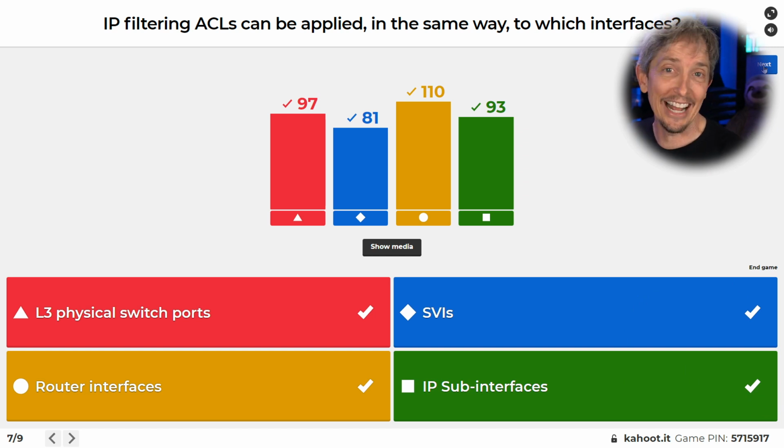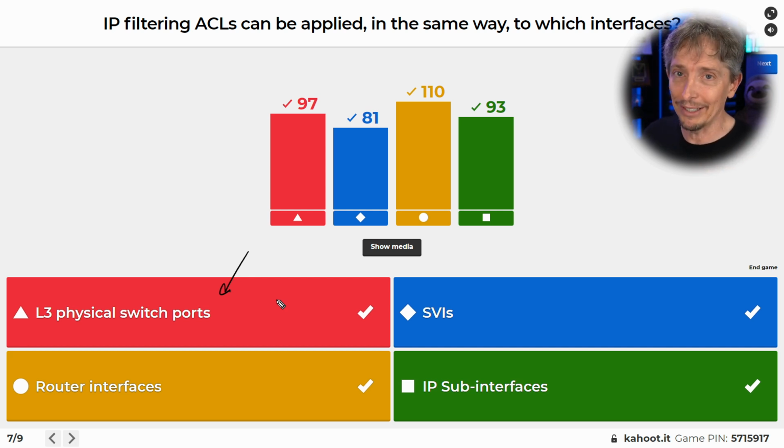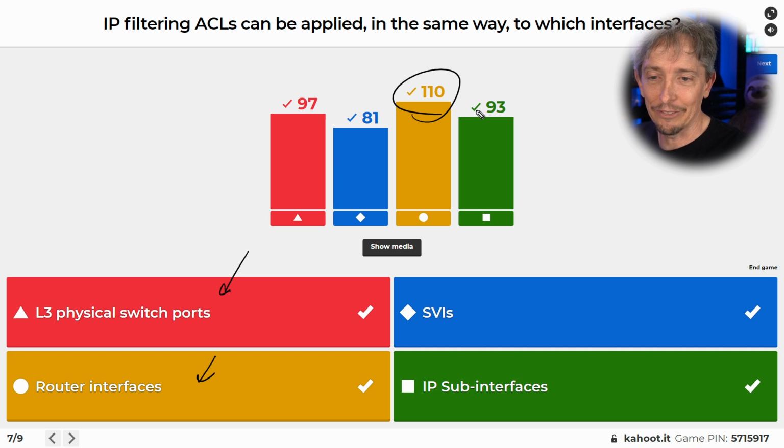All right, as far as an access control list for filtering, we could apply it to a layer 3 port. So on a multi-layer switch, we could use the command no switchport, and that makes it a layer 3 port. At that point, it's just like a routed interface on a router. So we could apply an access control list there as well. A router interface, yes, definitely, positively.